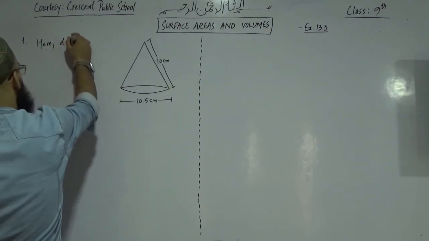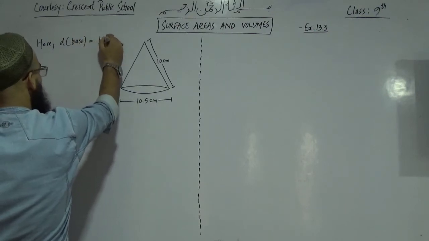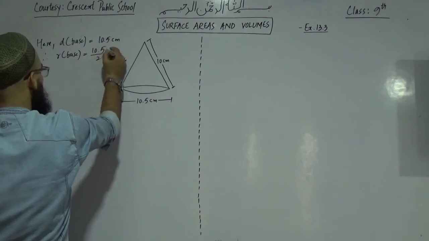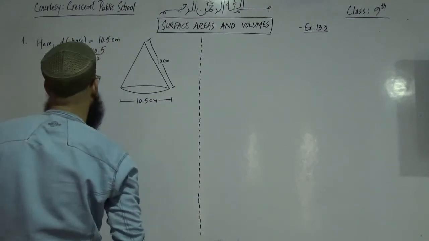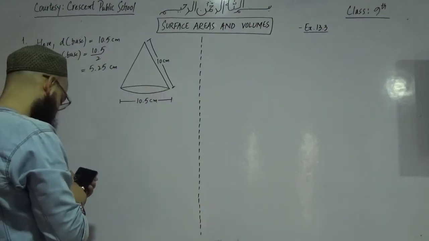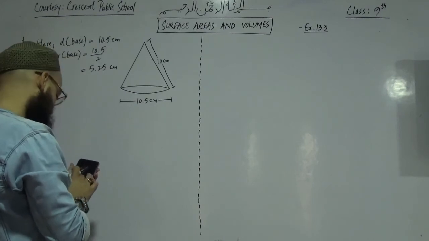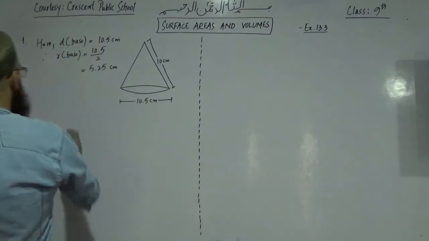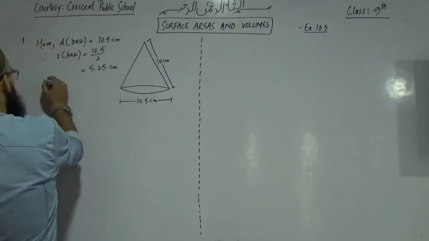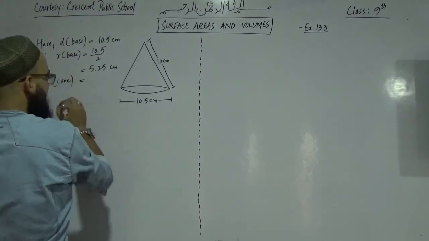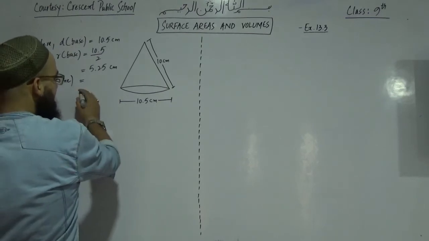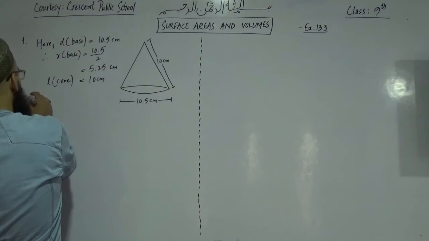See here, diameter of base is equal to 10.5 centimeter. Therefore, radius of base is 10.5 divided by 2, that is 5.25 centimeter. 10.5 divided by 2 is 5.25, yes. You know, curved surface area has formula pi r l. Radius is given, slant height is given. Height of cone is represented by h, and slant height of cone is represented as l. l of cone is 10 centimeter. Got it?